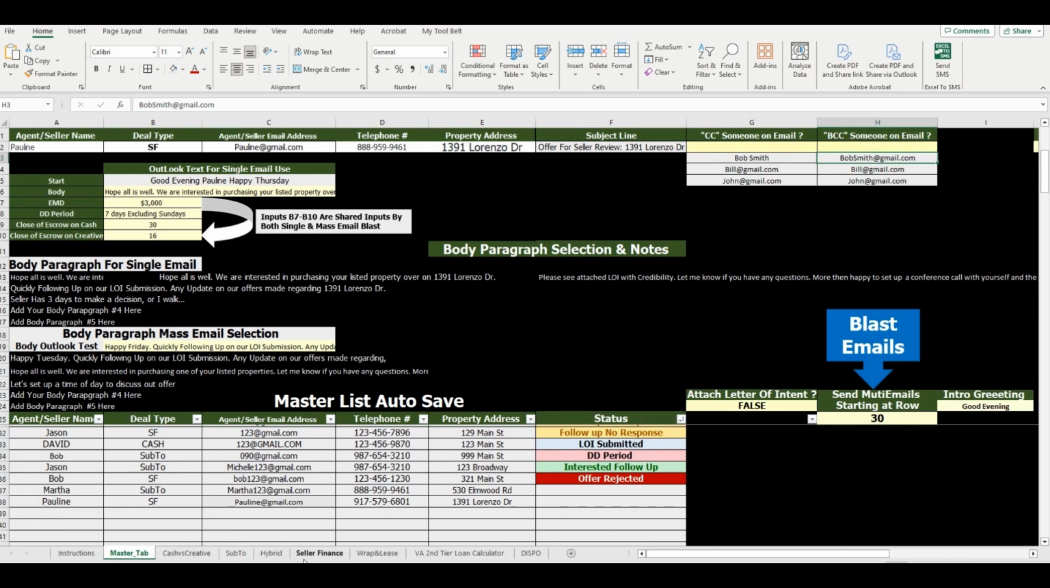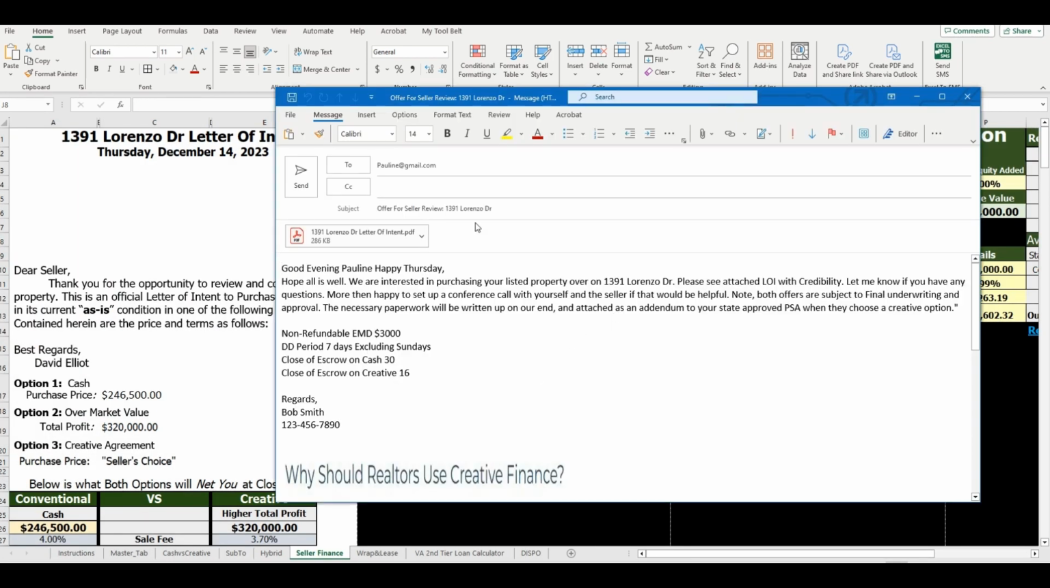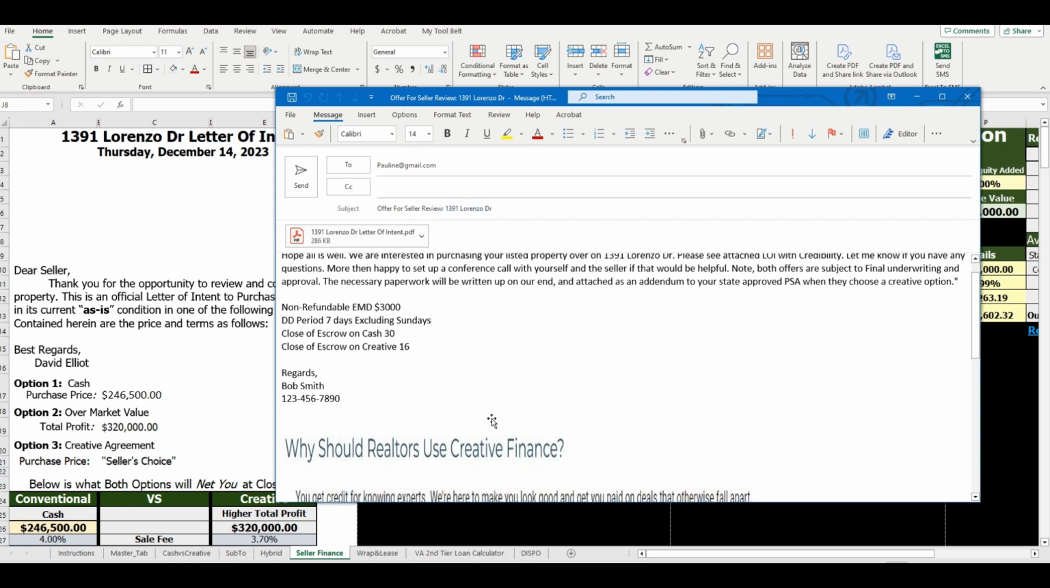So let's go over to the hybrid section, the seller finance tab. And now when we click send email, we've got the agent's name, which might actually be a real email, ironically enough. We've got the offer to the seller with the property address. We've got the PDF, which we are going to open up quickly. And we've got our body paragraph with the embedment of the property address that we are referring to. So everything's ready to go.